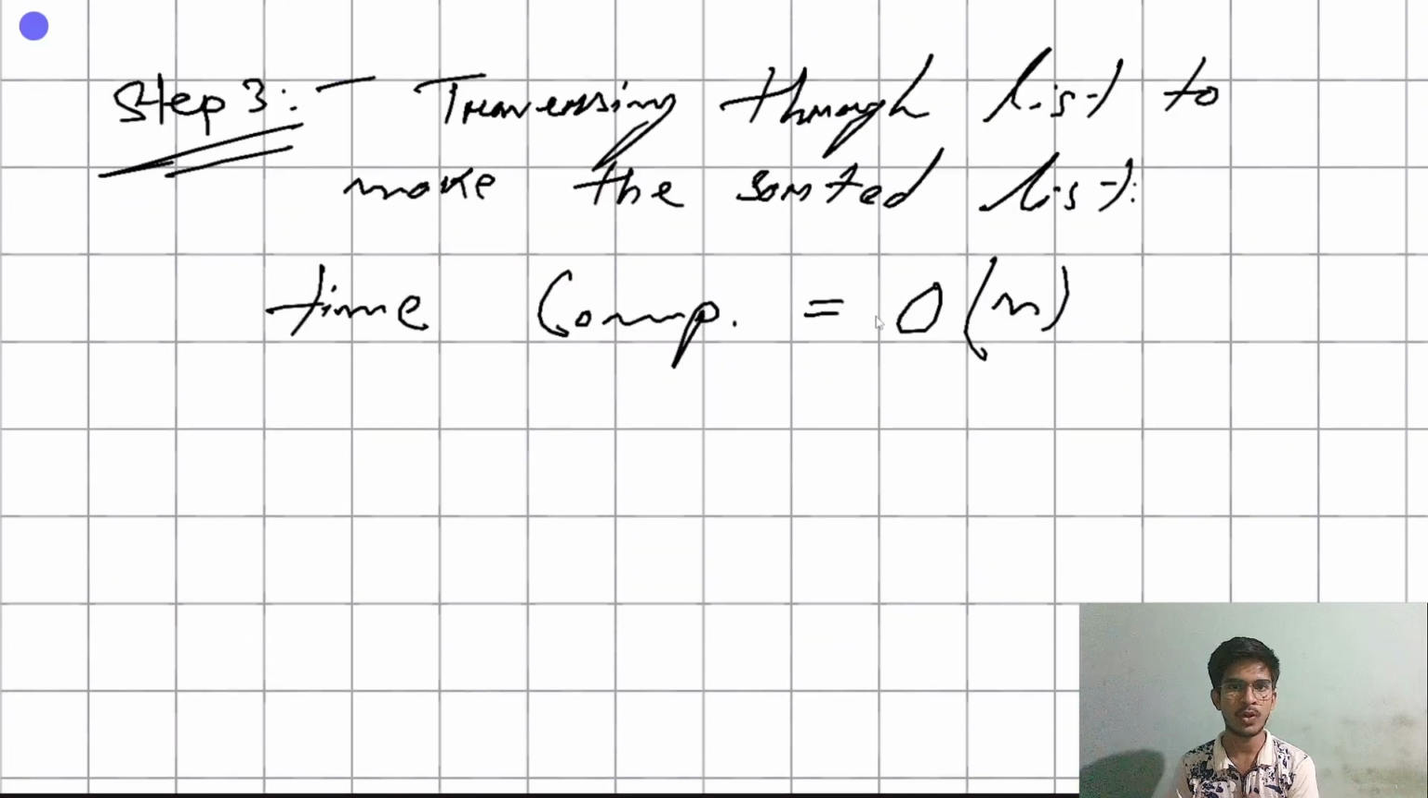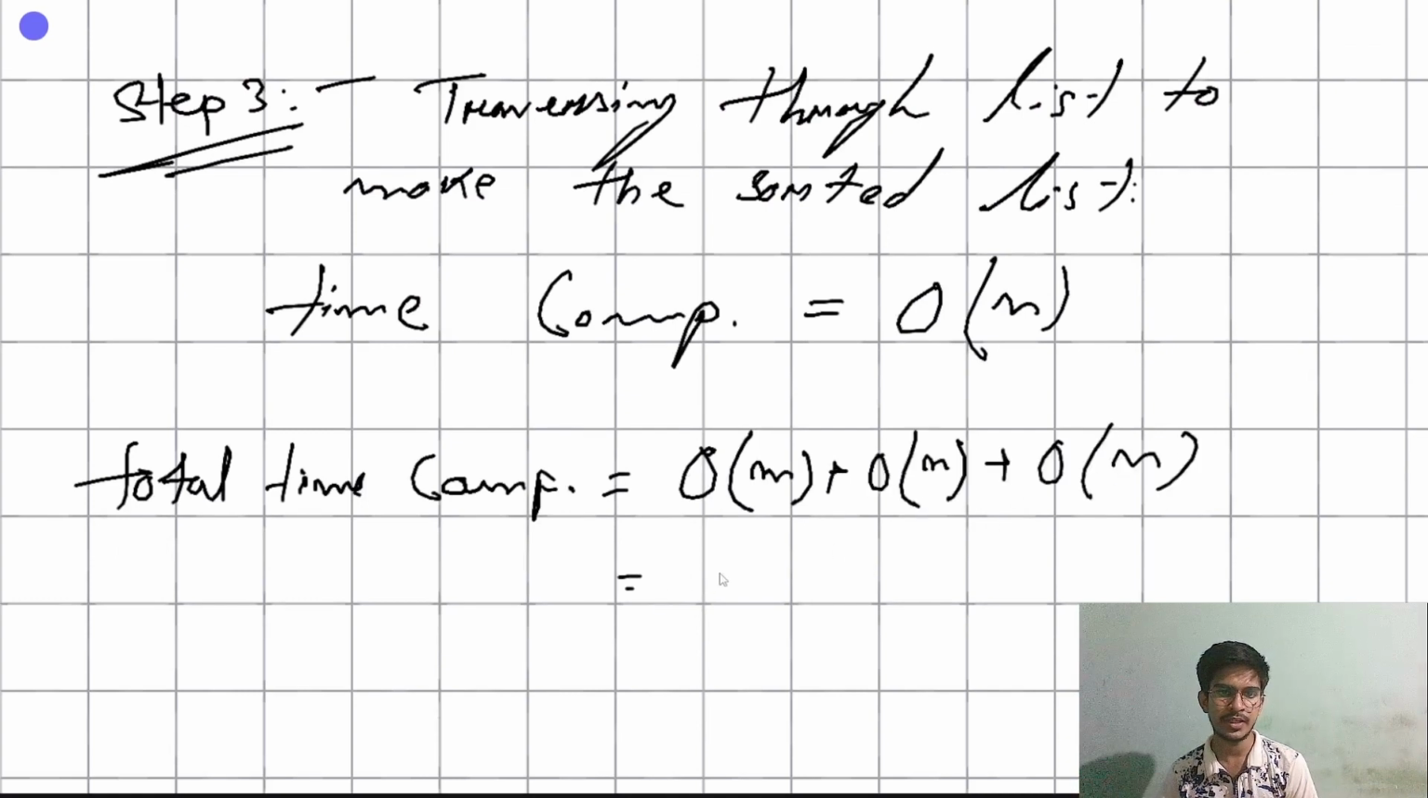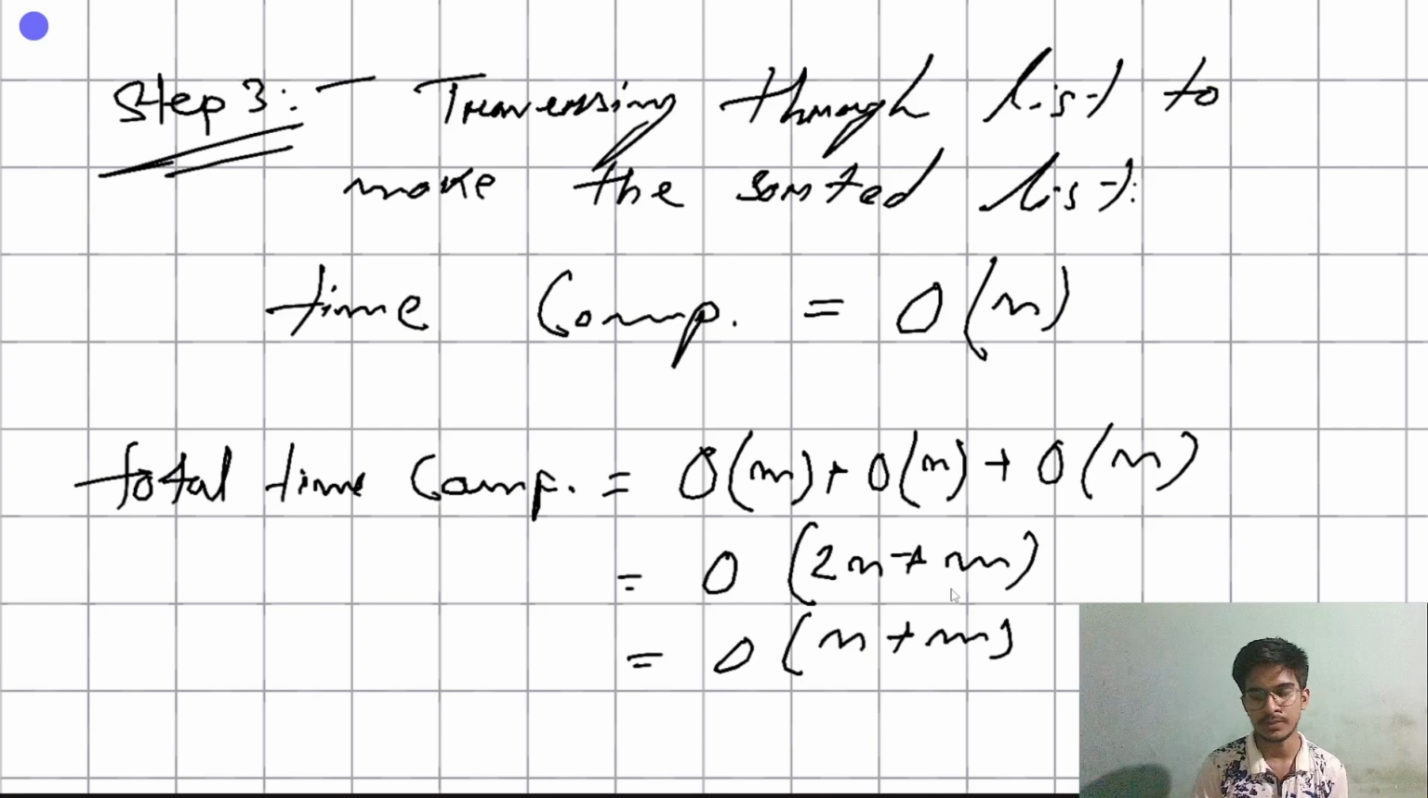So if we add all the time complexities of step 1, step 2, step 3, that means O(m) plus O(n) plus O(n). That means you can say it is O(2n + m). If you remove the constants, it will generally become O(n + m). This is the total time complexity of the counting sort algorithm. That is great. It is basically linear. It is far better than the bubble sort, selection sort, and insertion sort algorithms.